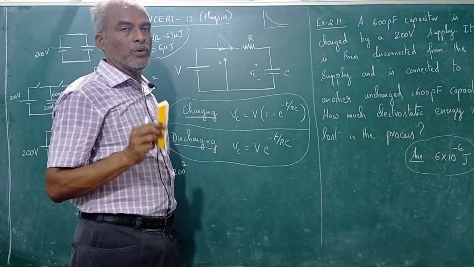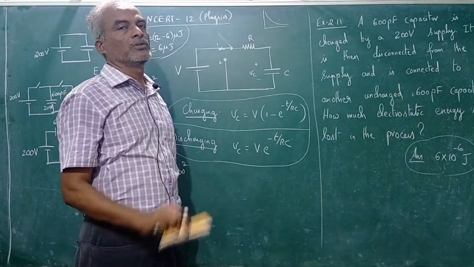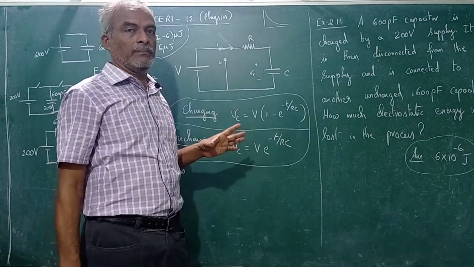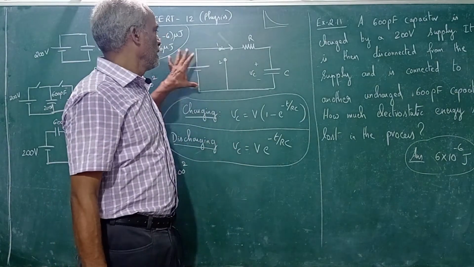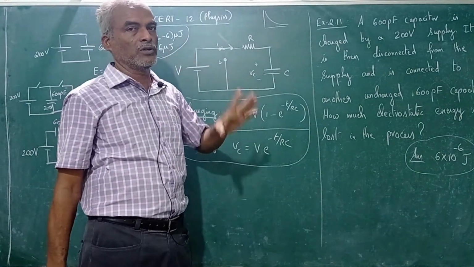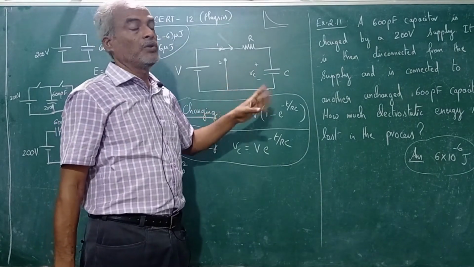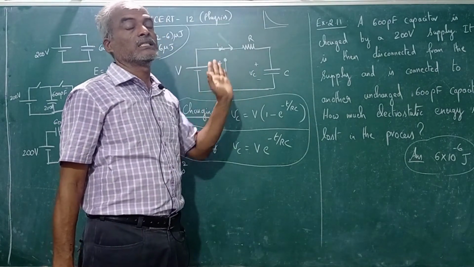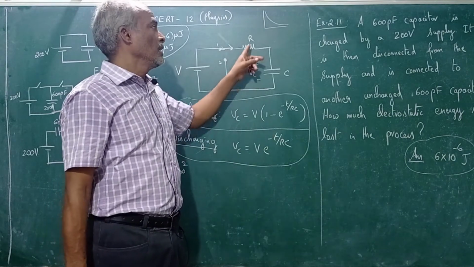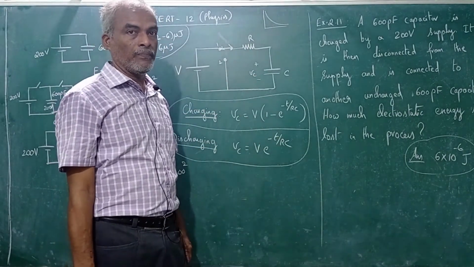So what's the important point here? If this R value is 0 or just short circuited, within no time the entire voltage will be across the capacitance. This is the first important point you have to remember, if you don't have any resistance. If you have some resistance, then the charging time depends on the time constant. That is, RC is called the time constant tau.